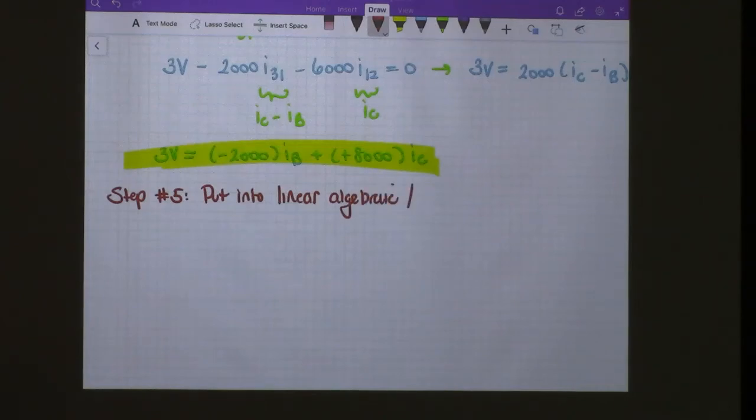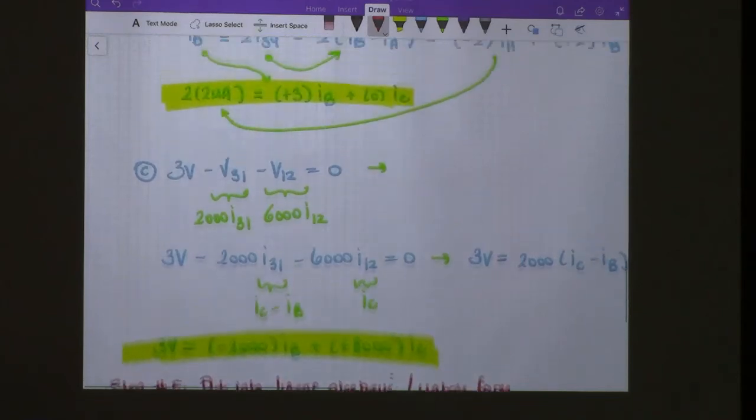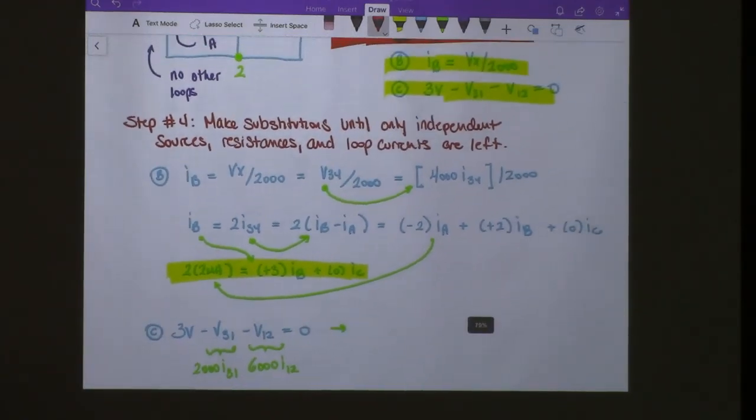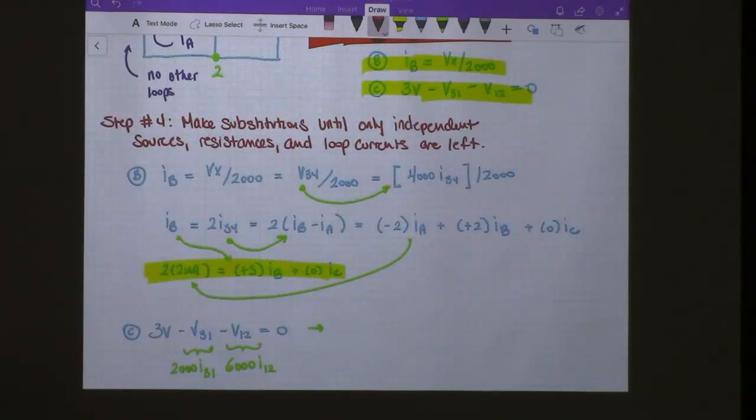Someone raise their hand? Yes. Yeah, I have a question about... Sure. When you went to negative 2 times ID minus I, how did you get to negative 2 times I? Because of that. Yeah, it's minus IA.